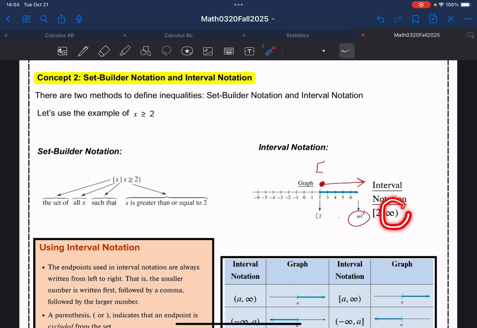Very important. Anytime we see an infinity sign, whether that's negative or positive infinity, the notation around it is always going to be a parenthesis because we cannot stop infinity. Infinity is a number that goes on forever.